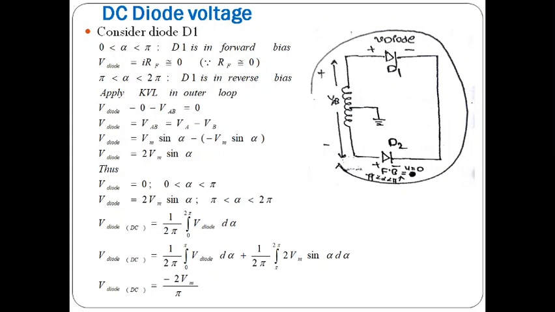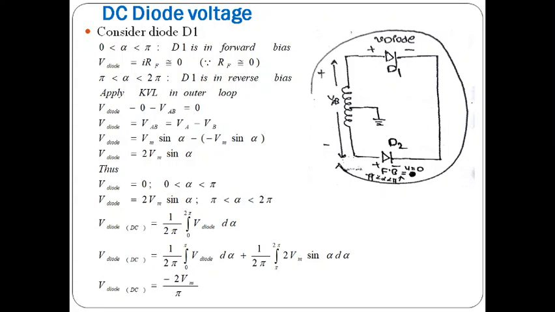So apply KVL in the outer loop. Now diode D1 voltage is written as V diode equals minus VAB. Why? Because here it is not forward biased, so the total voltage equals VAB in the secondary winding. So V diode equals minus V diode equals VAB.